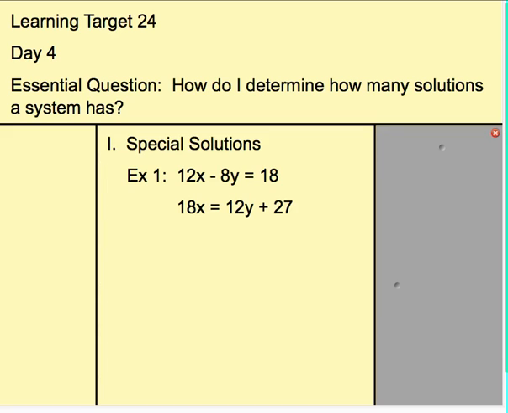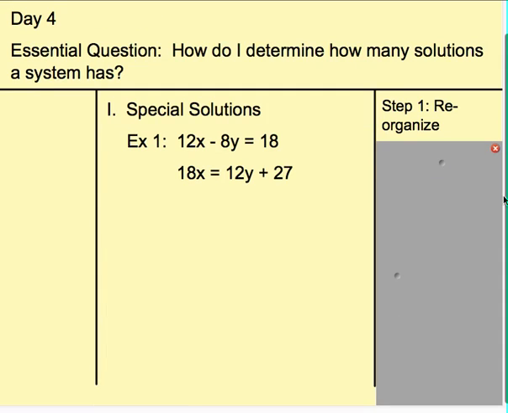So this is our last lesson of the trimester. We're going to remind ourselves of how to find special solutions. This time we're going to practice solving by elimination. So looking at my equations, I noticed that I need to reorganize that second equation. So I'm going to go ahead and subtract 12y from both sides.